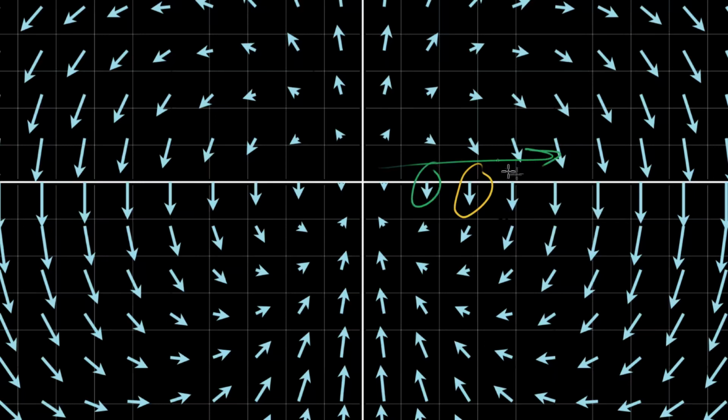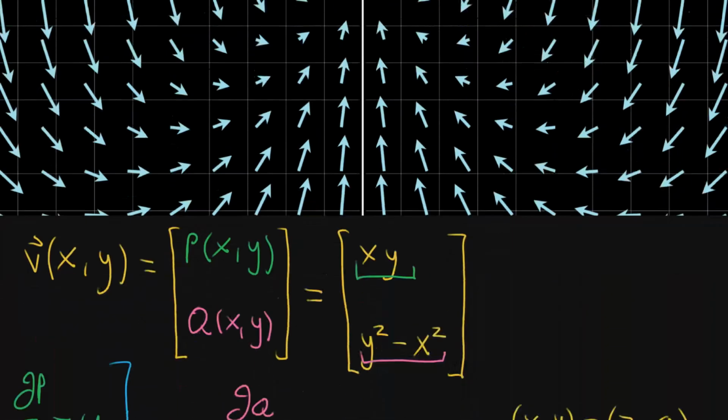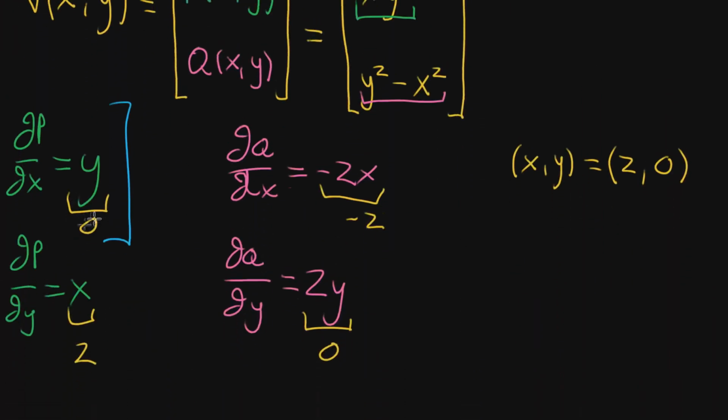So we want to look at the two neighboring vectors and consider what's going on with the x direction. But these vectors, this one points purely down, this one also points purely down, and so does this one. So no change is happening when it comes to the x component of these vectors, which makes sense because the value at that point is 0. The partial derivative of p with respect to x is 0, so we wouldn't expect a change.